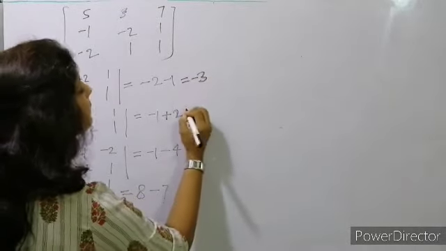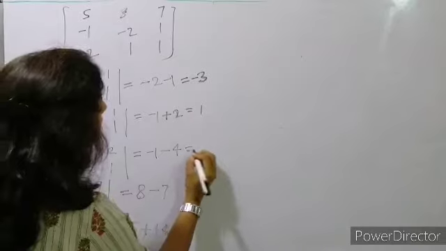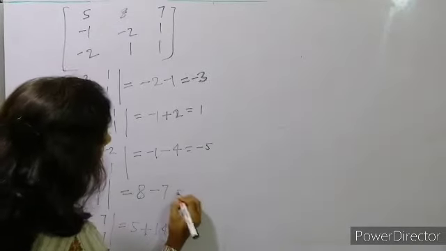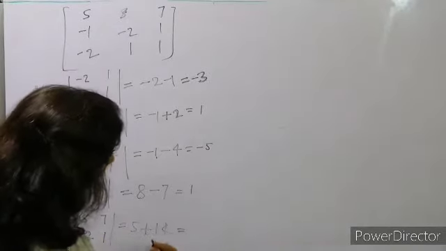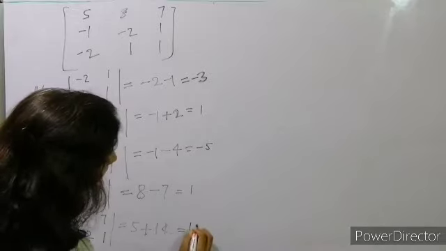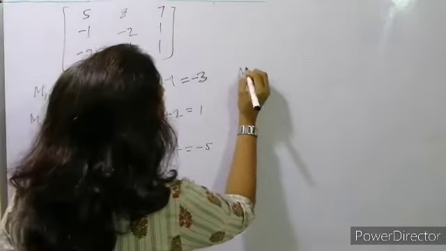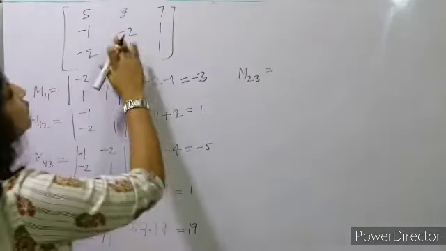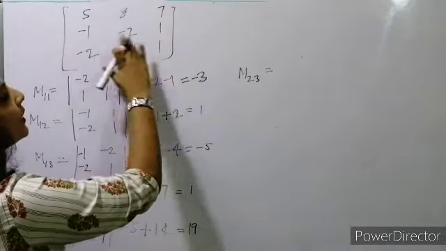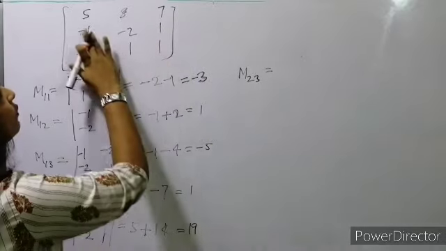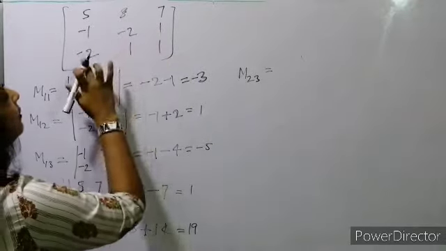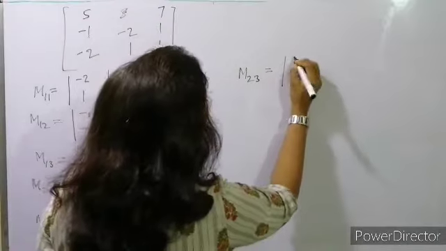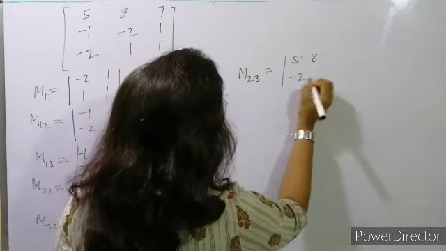Minus 3 1 minus 5 1 5 plus 14 will be 19 2 3. So M23 means this value. The second row and third column will be removed. What is left behind? 5 8 minus 2 1.